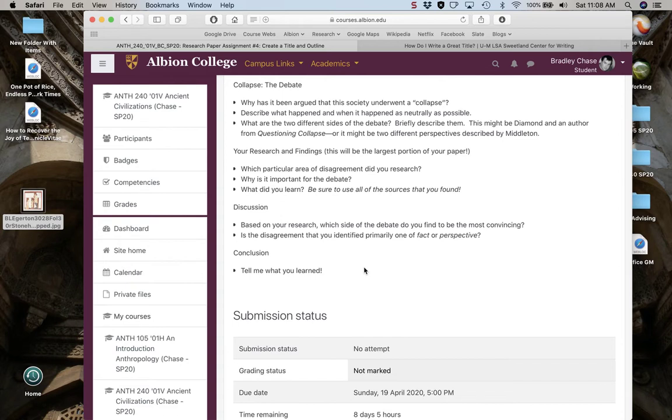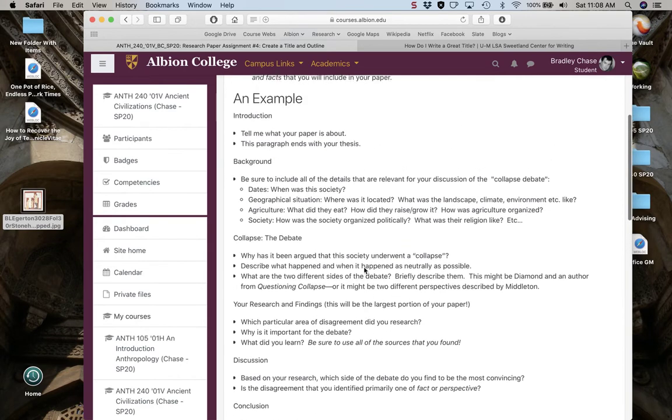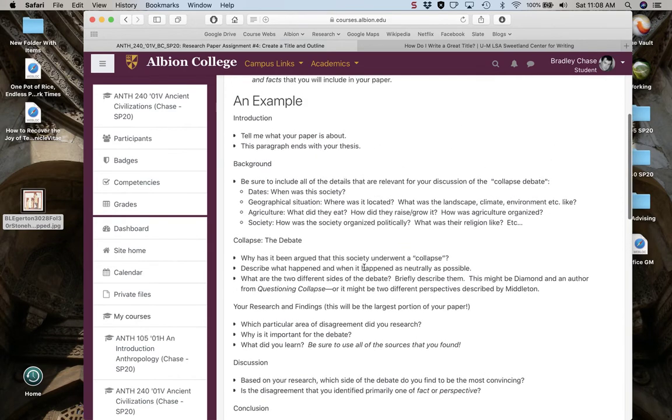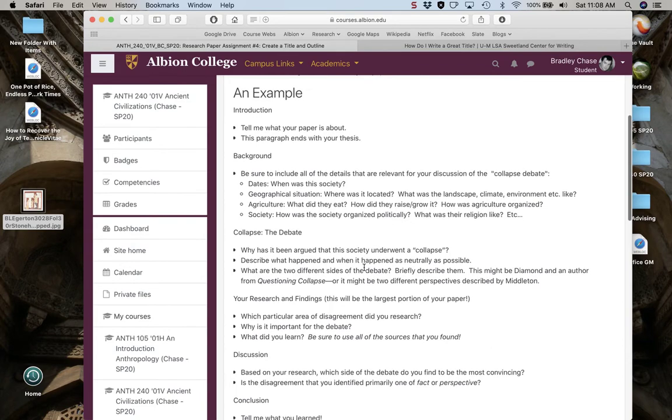It's actually a fairly straightforward paper. And if you did the annotated bibliography assignment, you have all the research you need. If you do this, you'll have a tight outline, and the paper will pretty much write itself.